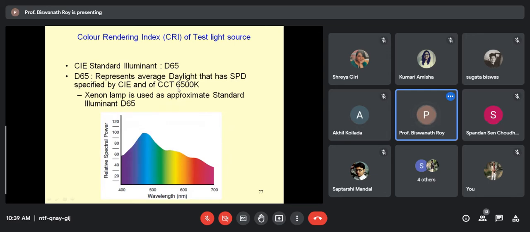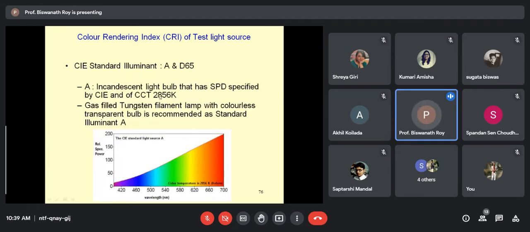So these two are the standard illuminants, but what is the difference between the two? It has a CCT of the order of 6500 Kelvin. That is, it is white, but the color temperature is less than 3000 Kelvin for the other, right? So it is warm white. So standard illuminants are of two types. One is warm white, other is cool white.